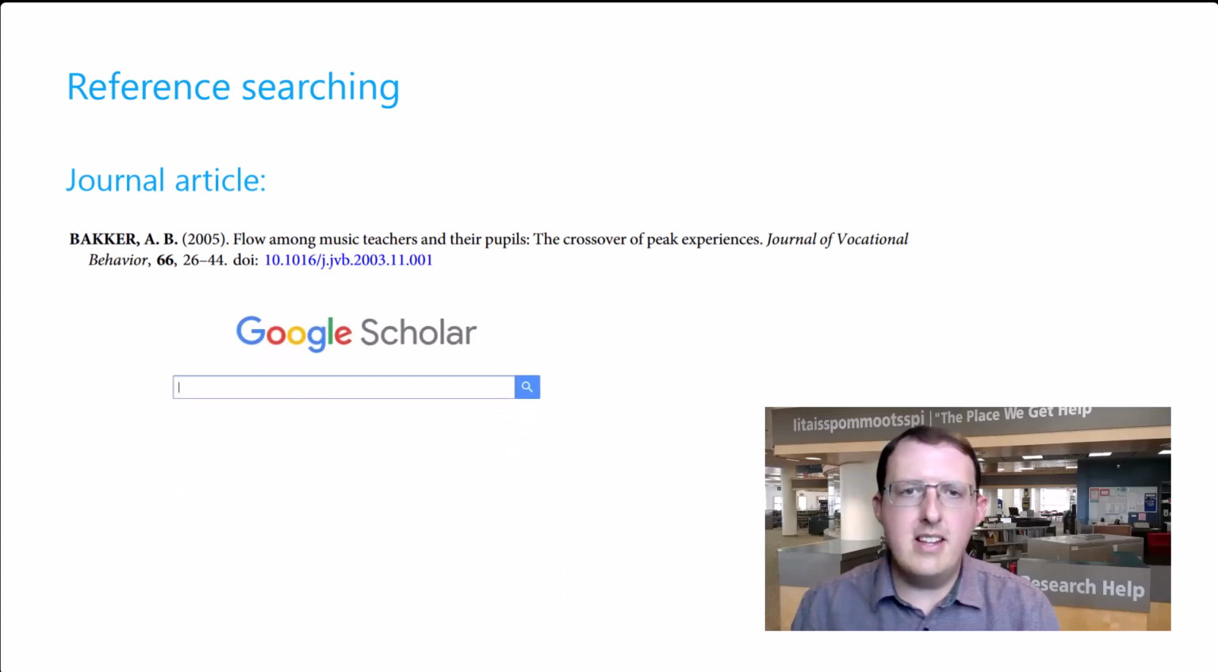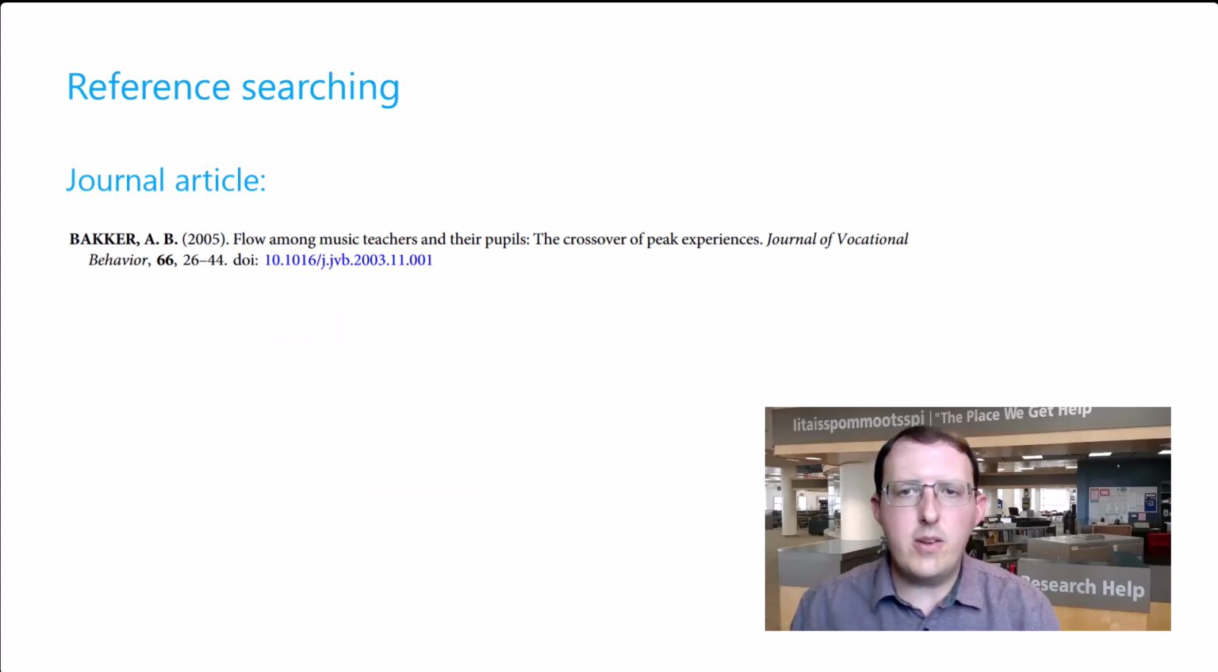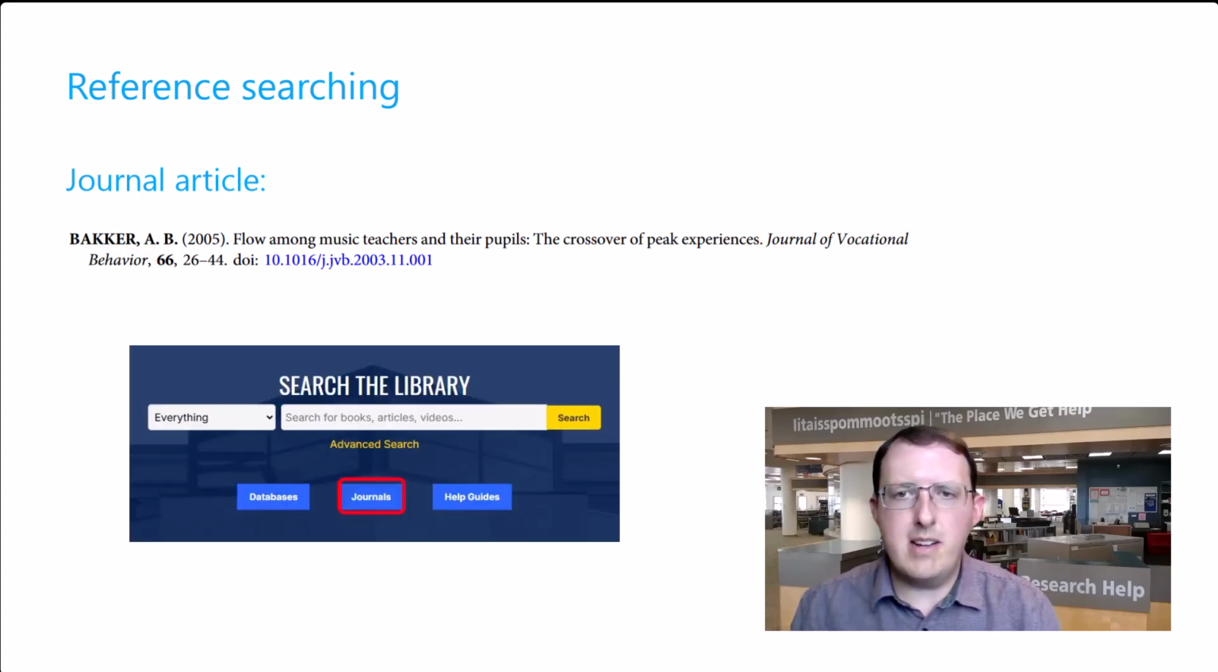And as a quick aside, if you do opt to use Google Scholar, be sure to access it through the library, as you'll have more access to full-text articles that way. You can also search for the journal title, not the article title, but the journal title, through our journal title search box. If you take this approach, you will need to note the volume, issue, and page numbers of the article you're looking for and drill down to find it.